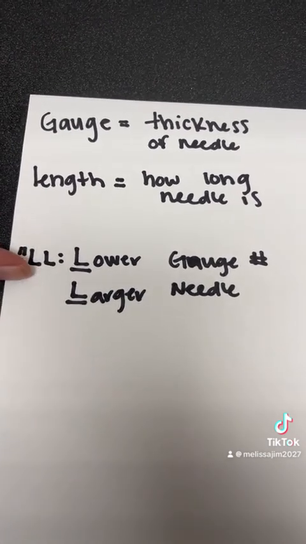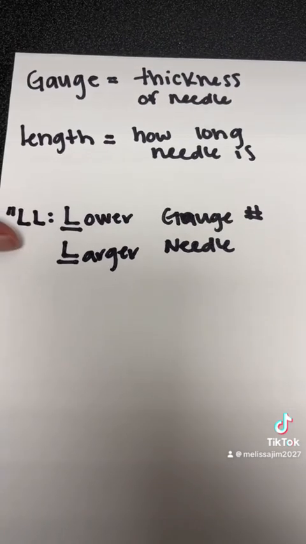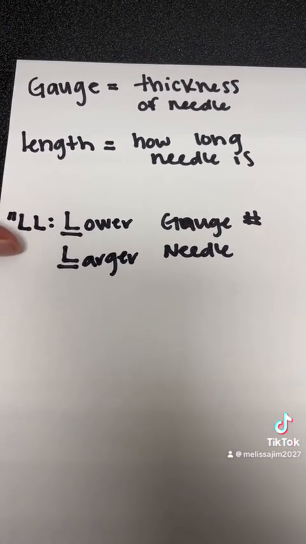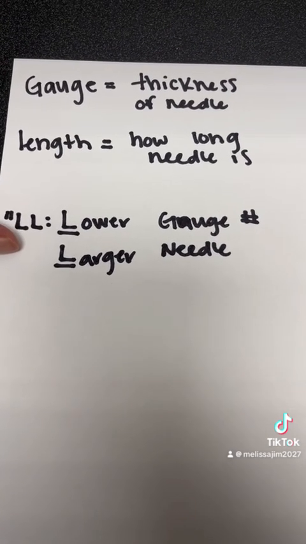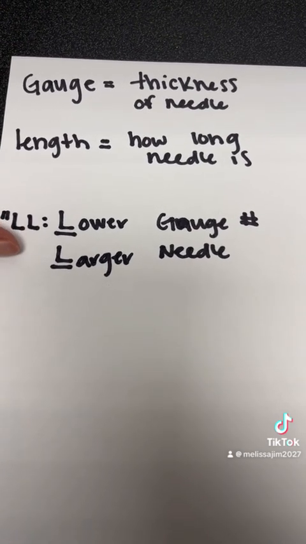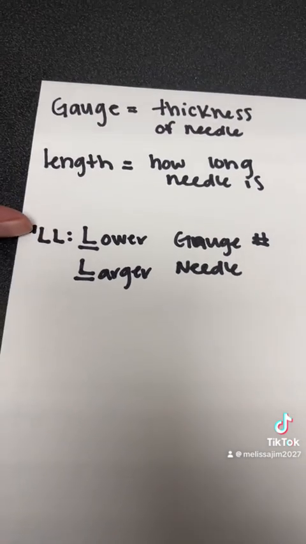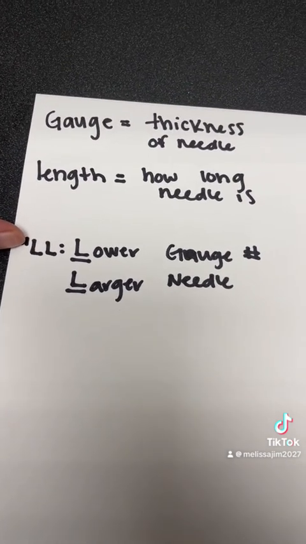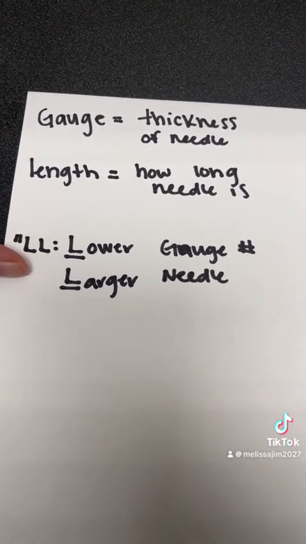And a big thing we have to keep in mind is that if we see a lower gauge number, so a smaller number, that means a larger needle. So just remember, LL, lower gauge number, larger needle.